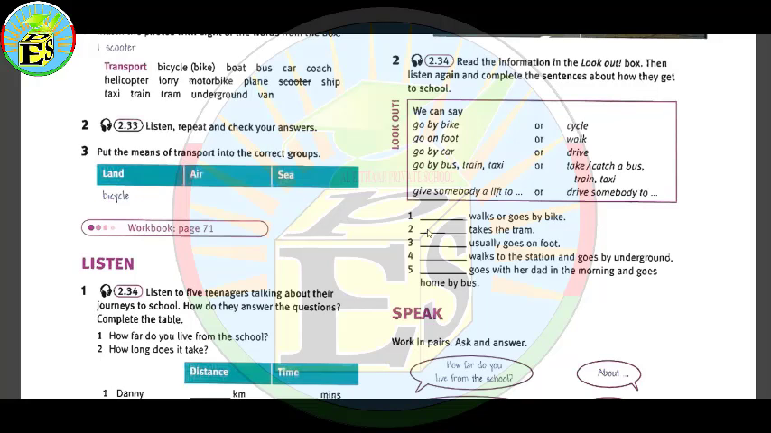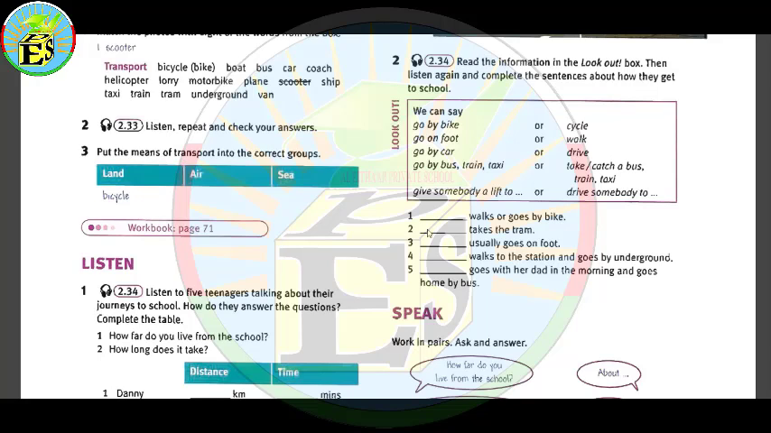2. Charlotte. How far do you live from the school? I live in a village, about 6 kilometres away. How do you get to school? My dad gives me a lift in the morning. He works near the school, but he finishes work late, so I go home by bus. And how long does it take? About 20 or 25 minutes.